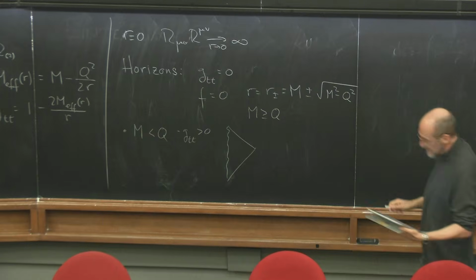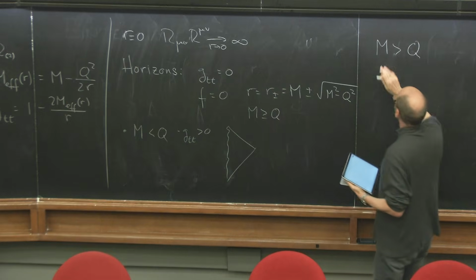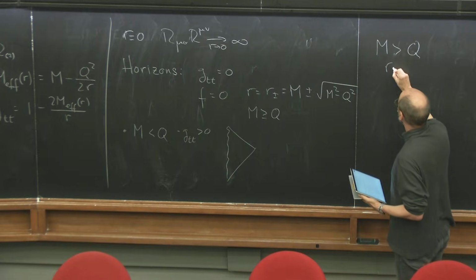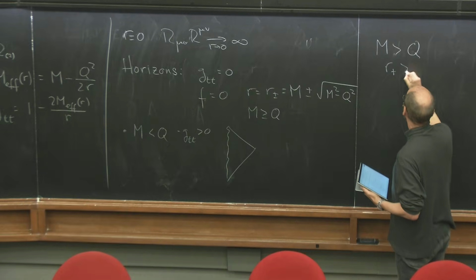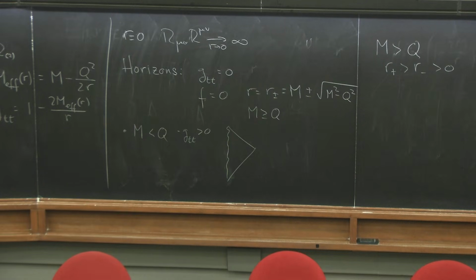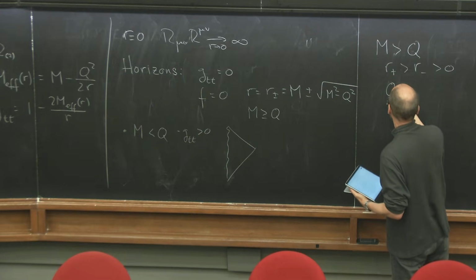I see that I'm going much more slowly than I thought, but let's now consider the case of m larger than q. In this case, you have two roots, which are real and positive. These will be horizons. You can verify that you can always take Eddington-Finkelstein type coordinates, which are smooth at the horizon. So these are the outer and inner horizons.